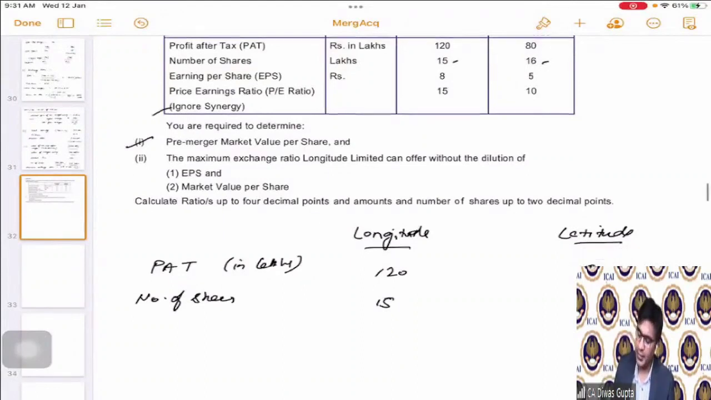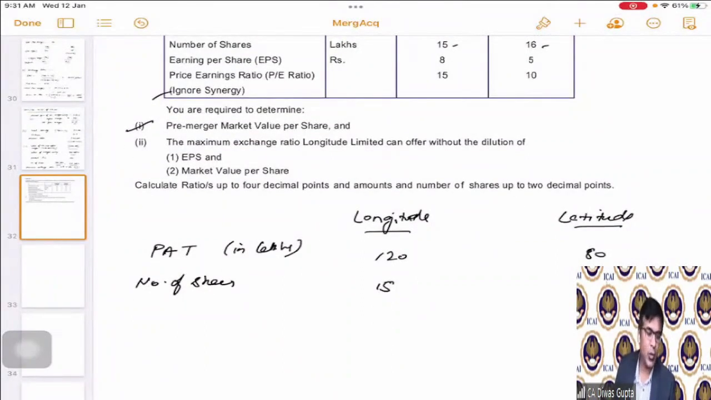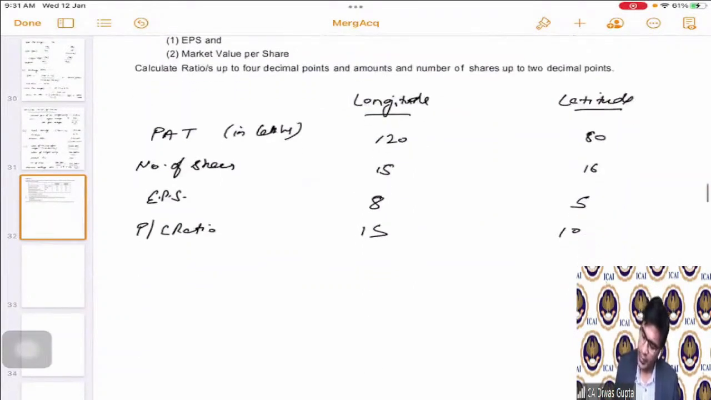Correct? PAT is given, number of shares are given, and EPS is also calculated and given to us simply: 8 and 5. PE ratio is given as 15 and 10. Hence, the MPS comes out to be 15 multiplied by 8, which is 120, and 5 multiplied by 10, which is 50. So the market price per share also we have calculated.